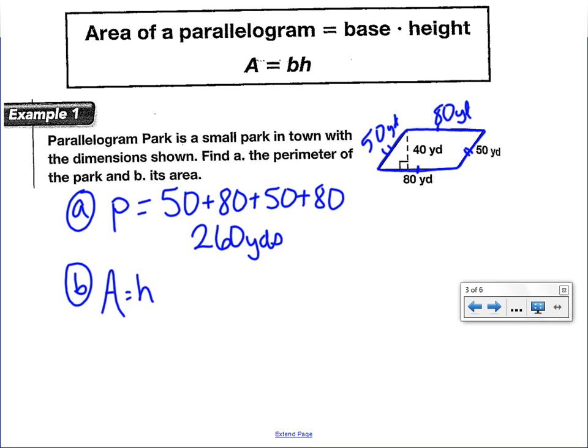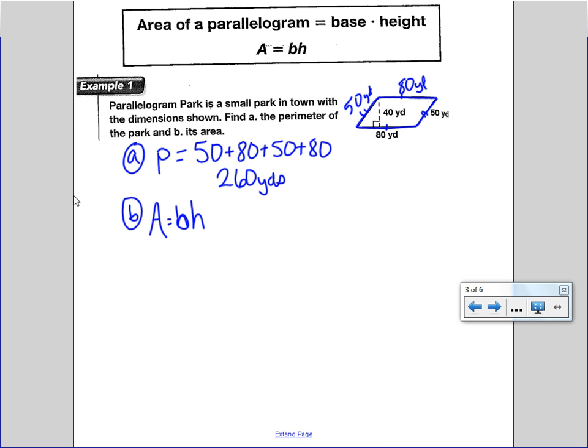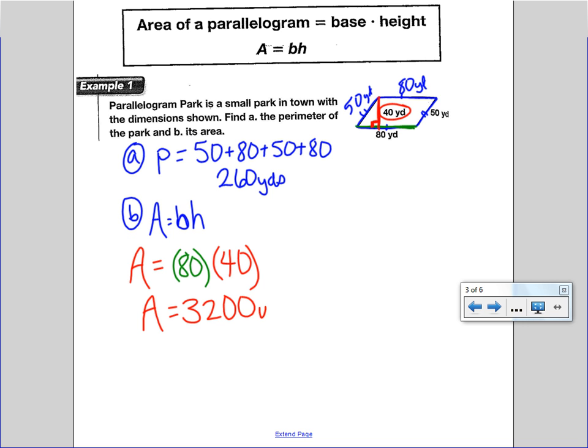Now, to find the area, we will use our formula. Area equals base, that's a B, times height. Okay, my base is going to be this distance across the bottom here. So instead of B, I'm going to plug in 80. And my height is going to be where it meets perpendicularly to the base. So it's going to be this distance here, which means that 40. Okay, it has to be perpendicular to the base for it to be the height. So I'm going to plug in 40 for my height. So area has to equal 80 times 40. Therefore, the area equals 3,200 square yards.